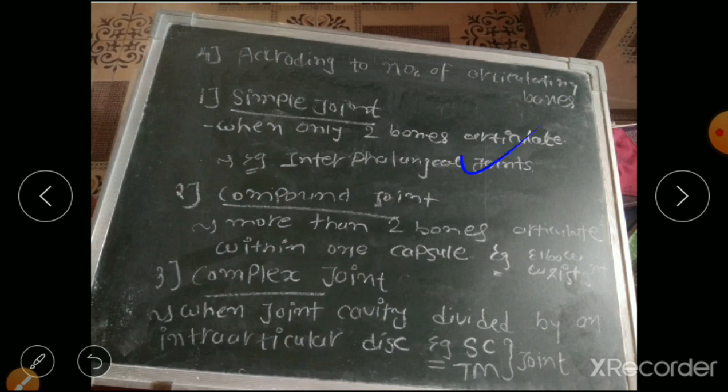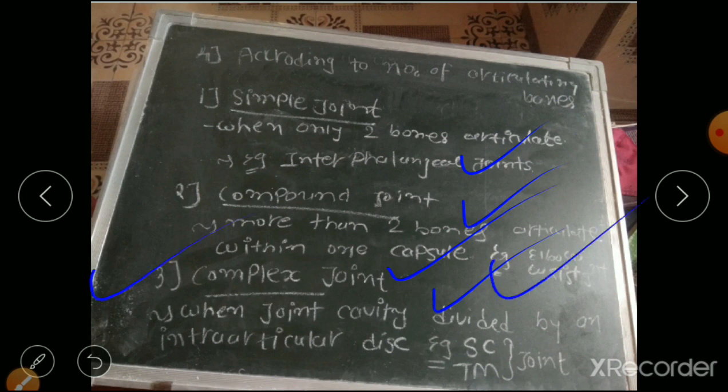The types are simple joint, compound joint and complex joint. Simple means very simple: only two bones articulate, so that is known as a simple joint. An example is the interphalangeal joints. Second is compound joint, that is, more than two bones articulate within one capsule. Examples are the elbow joint and wrist joint.